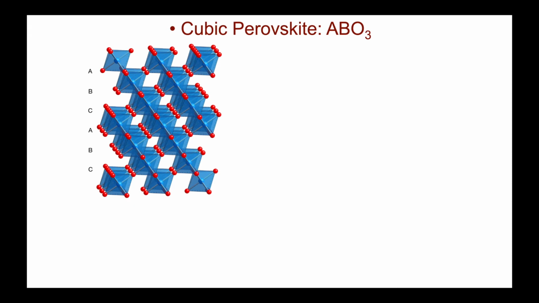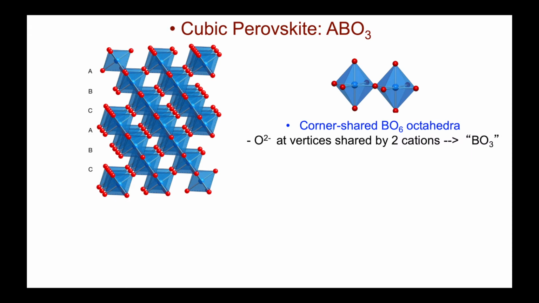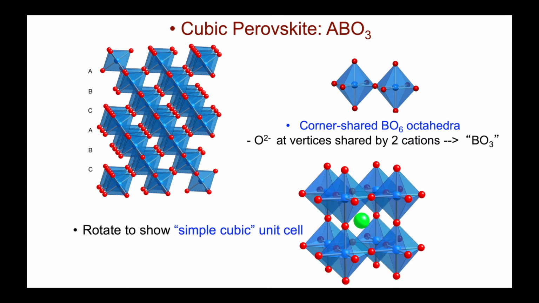And indeed in the perovskite structure, all of those 6 anions at the vertices of the octahedron are corner shared to an adjacent octahedron. There is no edge sharing, there's no face sharing. That actually turns out to be important. So the corner shared BO6 octahedra, all of the oxygen anions at the vertices are shared by 2 cations. And so what was originally for an octahedron BO6, because each oxygen is shared by 2 cations, the stoichiometry is BO3. Let's rotate this around to show a simpler view of the cubic unit cell.